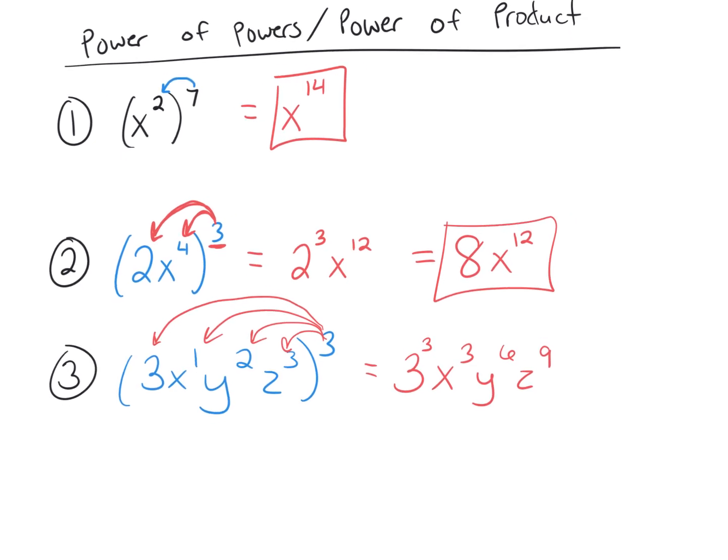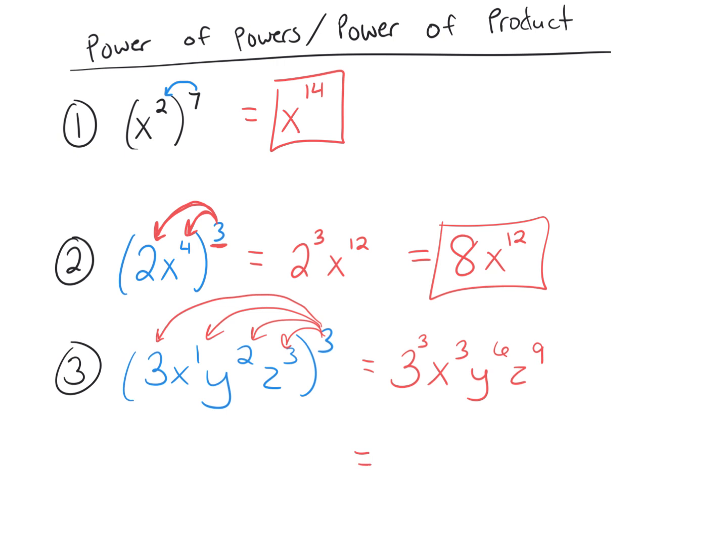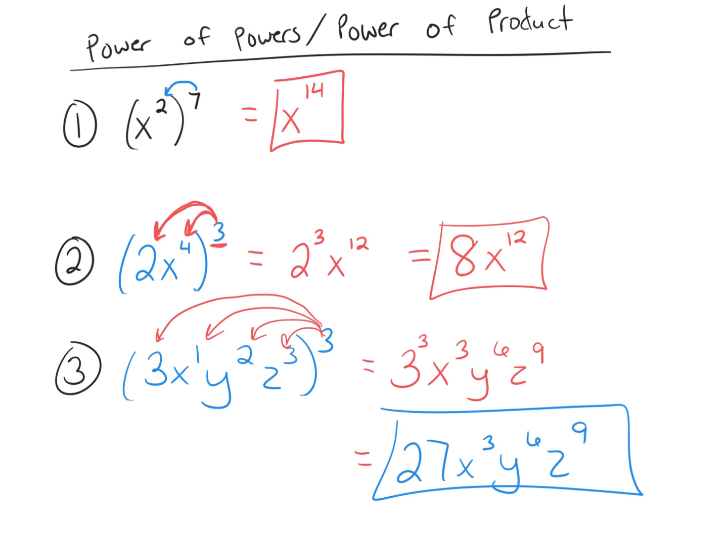What's the last thing I can do to this? Simplify what part? The 3 to the 3rd. So 3 to the 3rd is 27. Can I do anything with these? Nope, those just stay. So I have 27, x to the 3rd, y to the 6th, z to the 9th. Last one, we're going to do 2 examples with this one.